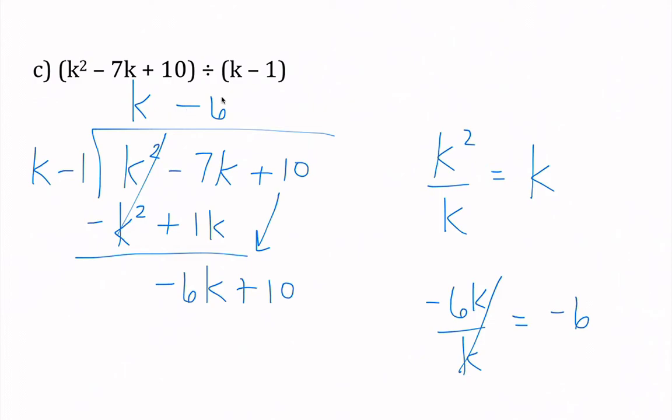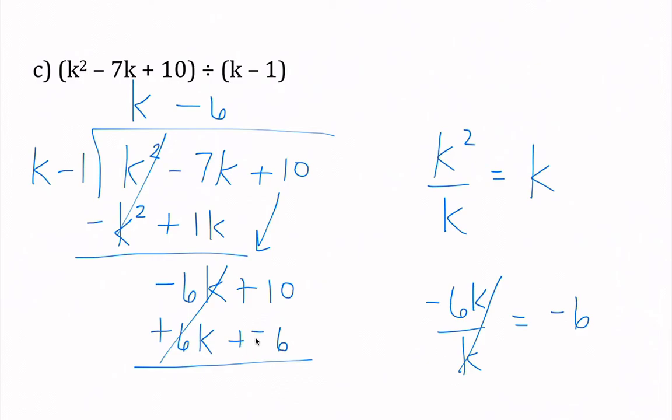Next step is multiply. So I take negative 6 and I multiply by both of these out front. First, negative 6 times k is a negative 6k. Negative 6 times a negative 1 is a positive 6. All right, so for my subtraction step, I take the bottom and I change the sign. This was a negative, so I change it into a positive. This was a positive, so I change it into a negative. A negative 6 and a positive 6 cancel.